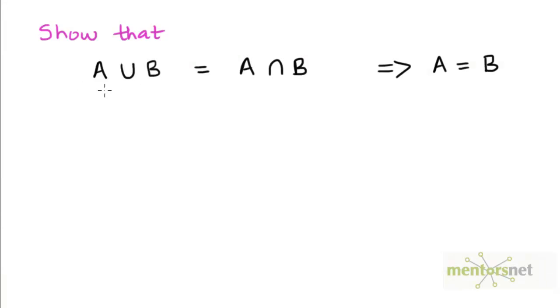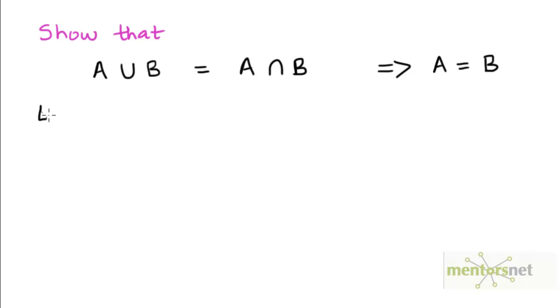We are given that A union B is equal to A intersection B for two sets A and B. We have to prove from this that the set A is equal to the set B. So the way we'll do that is by using the definition of what it means for two sets to be equal. An arbitrary element drawn from A will be in B, and an arbitrary element drawn from B should be in A.